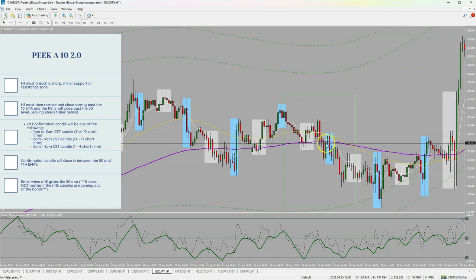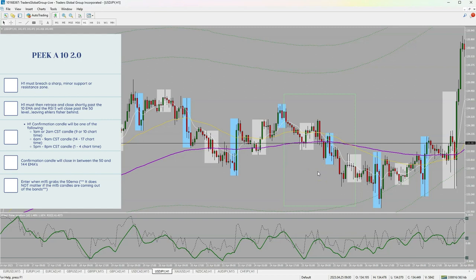Then it came up and it closed shortly past the 10 EMA. Now this one, it's right at the halfway mark. You could kind of argue it's a little bit above the halfway mark, but I'm not being too picky about that.